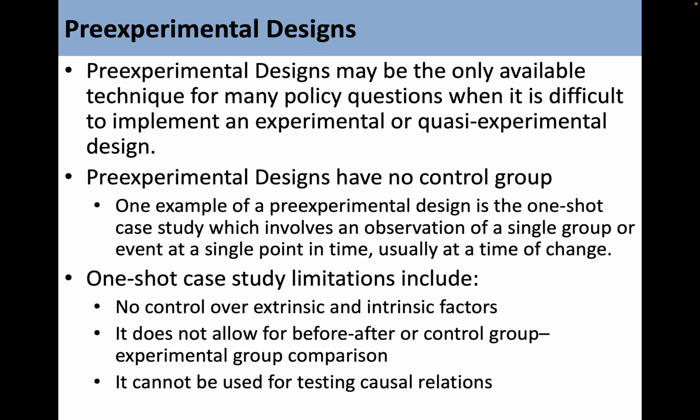Pre-experimental designs may be the only available technique for many policy questions when it is difficult to implement an experimental or quasi-experimental design. Pre-experimental designs have no control group. One example of a pre-experimental design is the one-shot case study, which involves an observation of a single group or event at a single point in time, usually at a time of change. One-shot case study limitations include no control over extrinsic and intrinsic factors. It does not allow for before-after or control group-experimental group comparison. It cannot be used for testing causal relations.